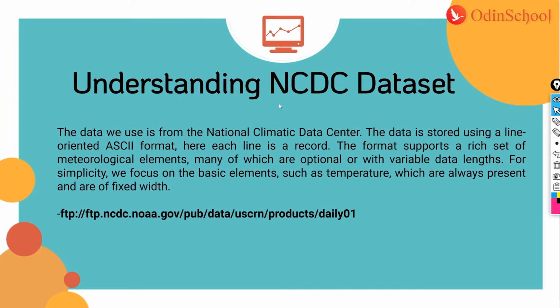So let us understand the NCDC dataset. It is all about the National Climatic Data Center. Basically, this is the organization which provides us the dataset for various years at different time points, and you will see the dataset has a fixed length, ASCII format, each line being a record. That format gives you some optional or variable data lengths, and we will focus on finding, from this dataset, the temperature for every year.